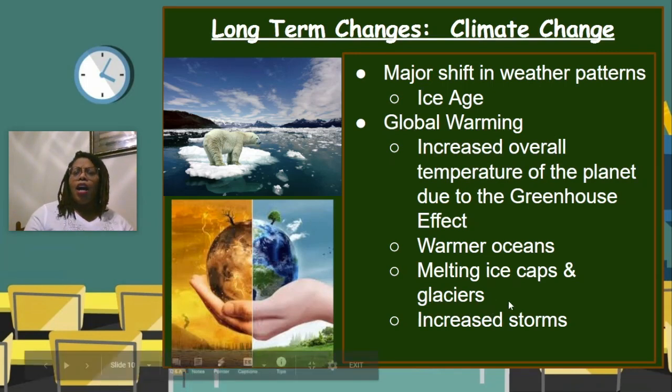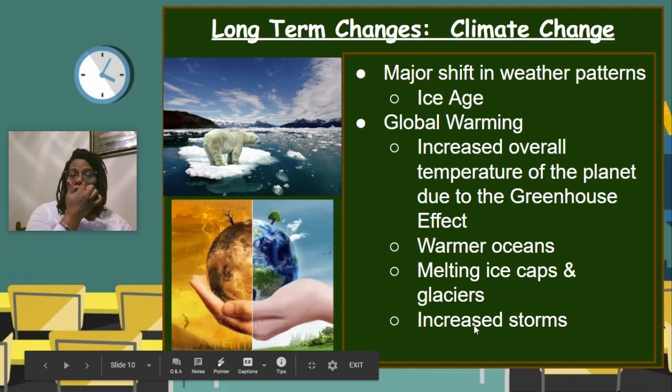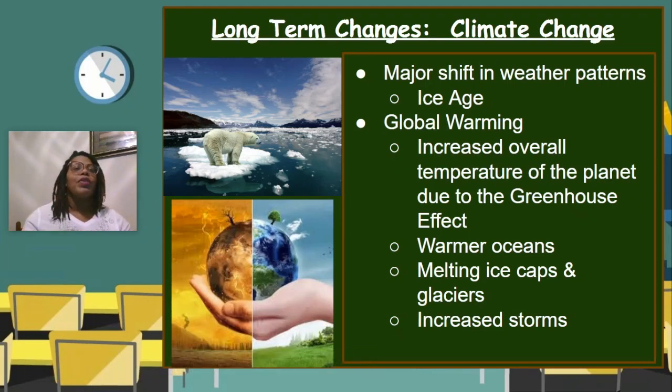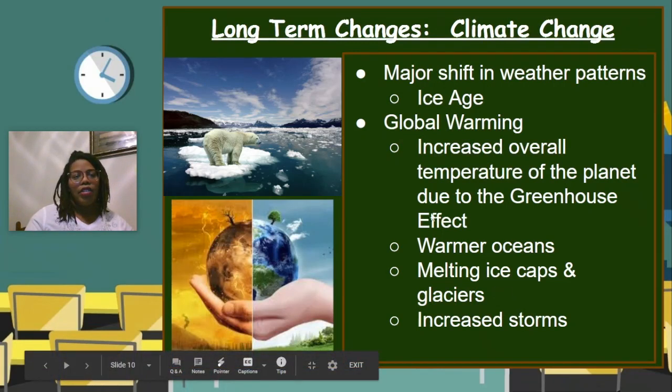And then also it causes increased storms that start over the water. So increased hurricanes and tropical storms because the ocean is so warm. There's a greater frequency of those storms that we see each year. So that is kind of climate change in a nutshell. The entire planet is warmer.